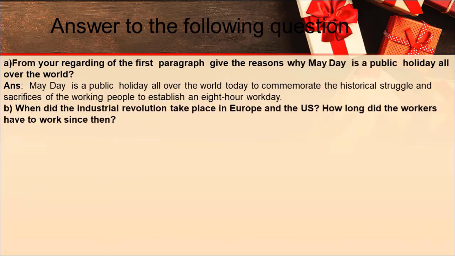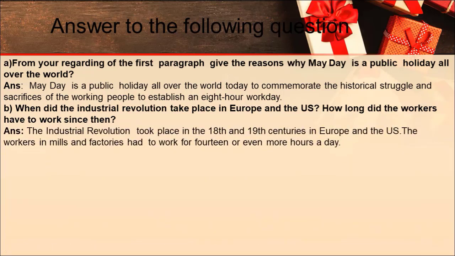Question number B. When did the Industrial Revolution take place in Europe and the US? How long did the workers have to work since then? The answer is the Industrial Revolution took place in the 18th and 19th centuries in Europe and the US. The workers in mills and factories had to work for 14 or even more hours a day.